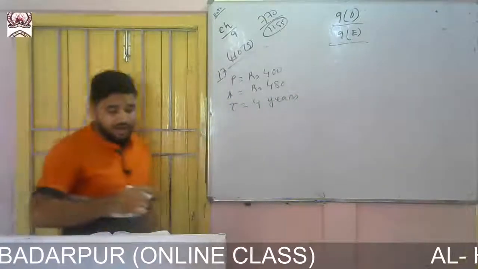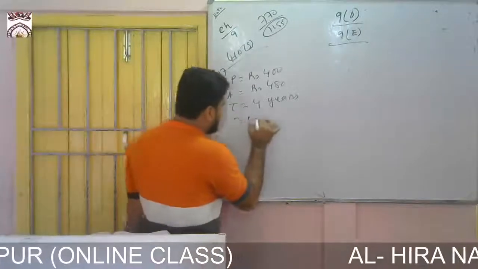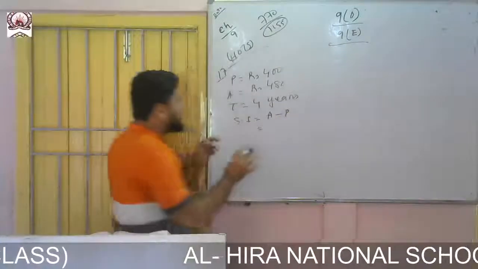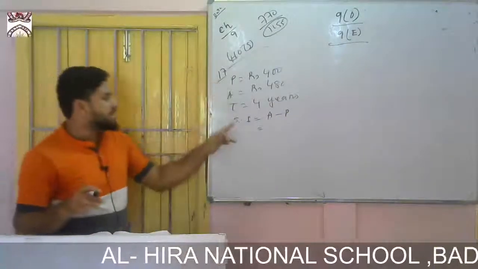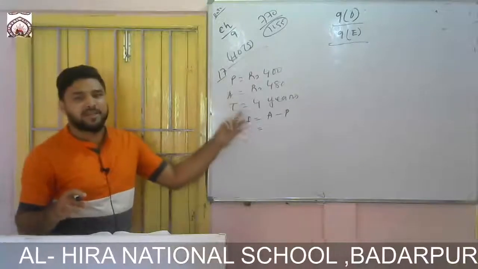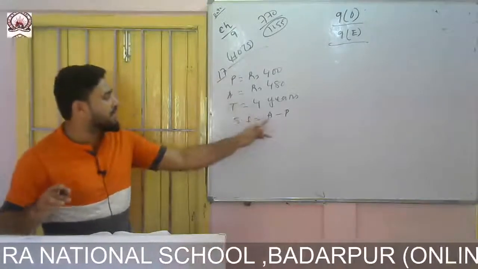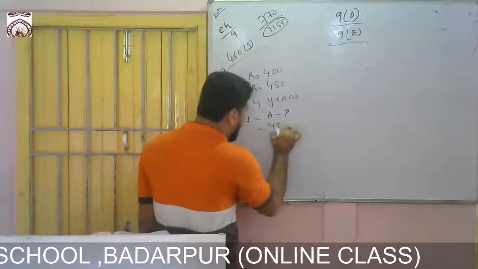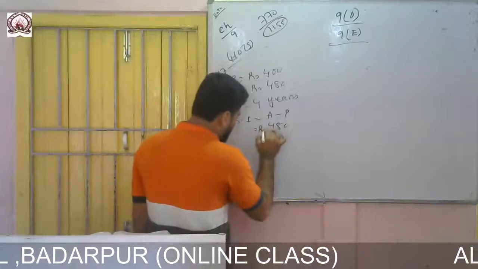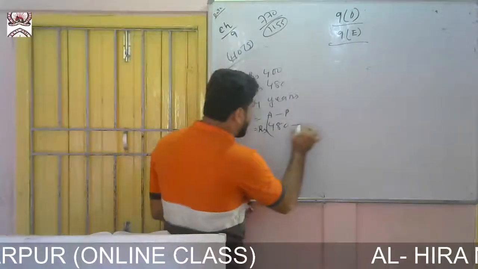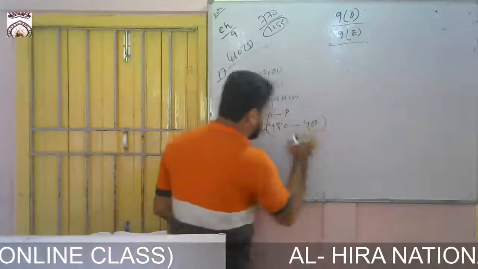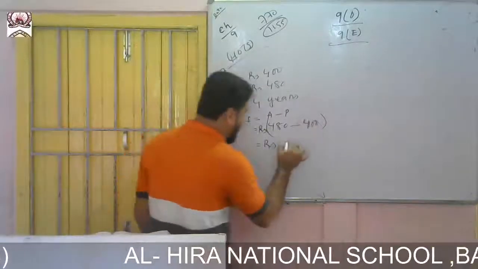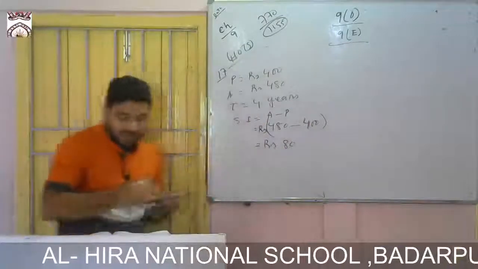So from that we can find the simple interest. Simple interest means amount minus principal. Whenever the amount is given, we can find simple interest very easily by subtracting the principal from the amount. So rupees 480 minus 400. 480 minus 400 is obviously rupees 80.